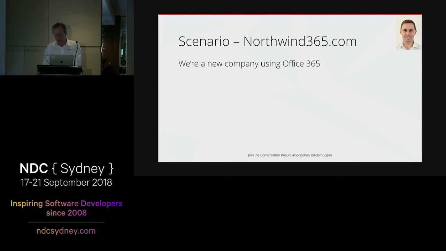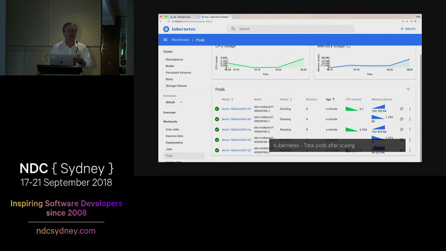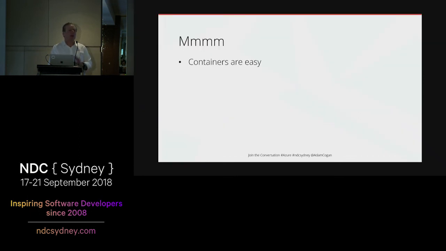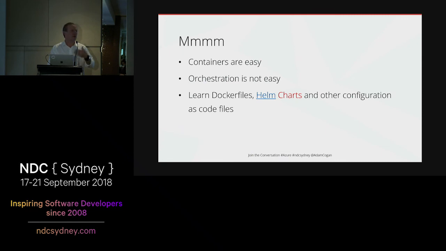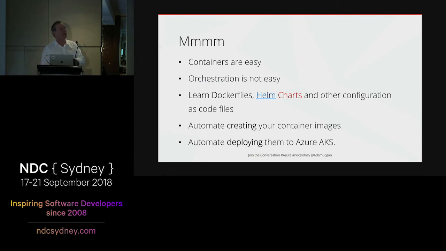I will essentially just tell you that Docker is easy. Orchestrating with Kubernetes is hard, but if you're using Azure Kubernetes Services, called AKS, that makes it easy again. So I think the problem for Jason, if he jumps straight into the cloud and starts learning this, is he has to learn Docker files, Helm charts, and all these configuration as code files. He then has to learn how to automate creating container images and automate deploying. All that is painful and too much for Jason to learn.